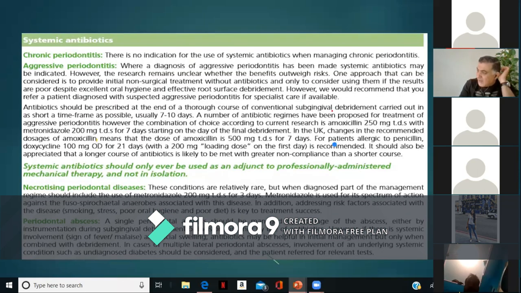There is quite limited room for antibiotics in periodontitis, especially in chronic periodontitis. The only cases where we prescribe antibiotics in periodontitis are acute necrotizing ulcerative gingivitis and molar incisor pattern periodontitis or aggressive periodontitis.